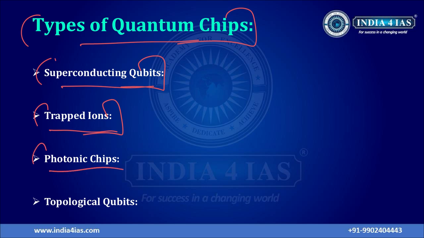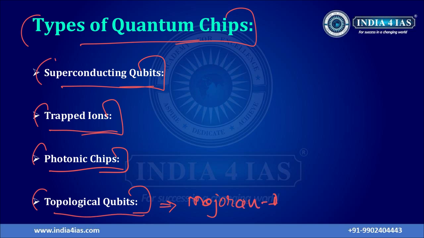Then we have photonic chips. Photonic chips use photons. What are photons? They are light particles. Photonic chips use photons for quantum computations, and they are suitable for quantum communication technology. Then we have topological qubits. They are theoretical and experimental, focusing on error-resistant qubits. This is what Microsoft developed, that is Majorana 1. It is a topological qubit.